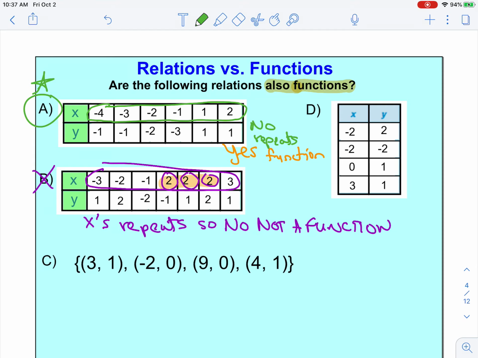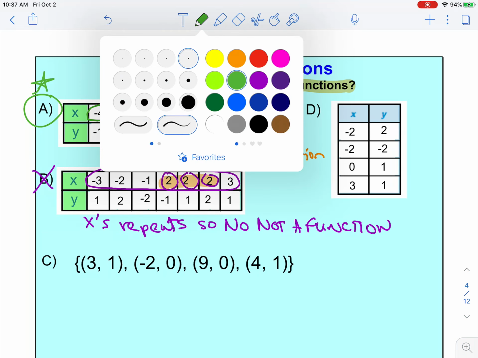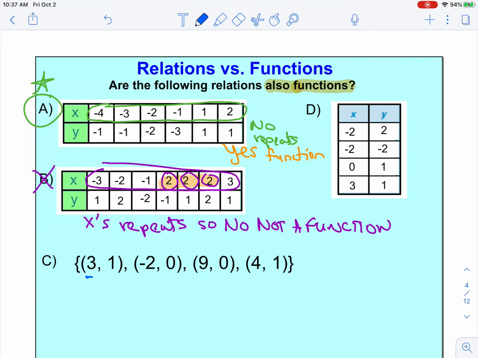Now we don't have it in a T table, but we still have a set of ordered pairs. So look at your x's. 3, -2, 9, 4. Do they repeat? No, they don't repeat, so no repeats. So it's a function. Okay, your turn. You try letter D.